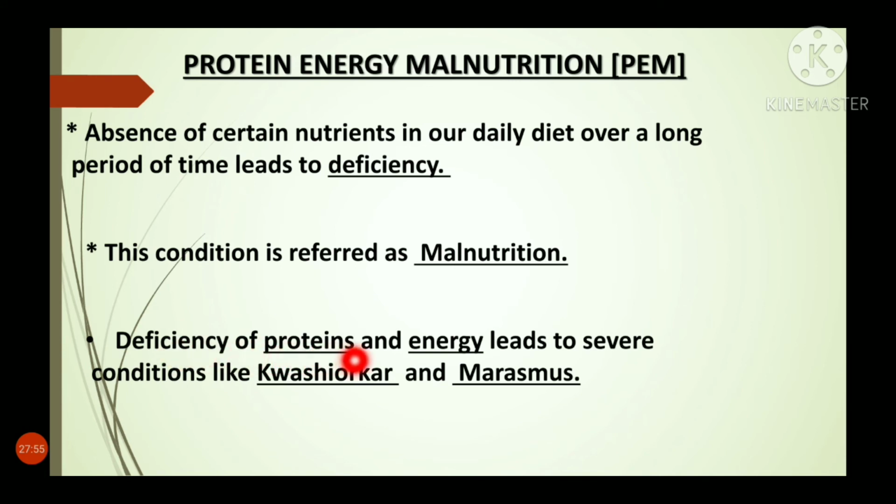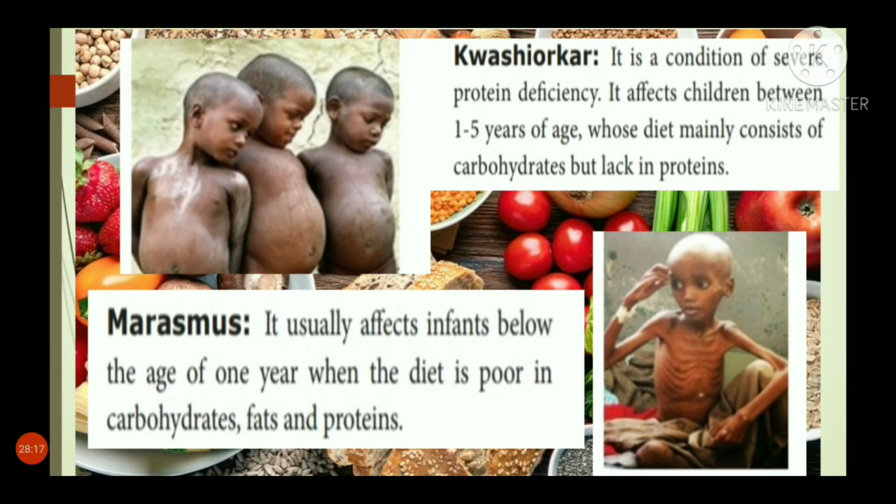Deficiency of proteins and energy leads to severe conditions like kwashiorkor and marasmus. Due to the lack of some nutrients, the diseases you are going to face are kwashiorkor and marasmus. What are these two? This is kwashiorkor. It is a condition of severe protein deficiency.